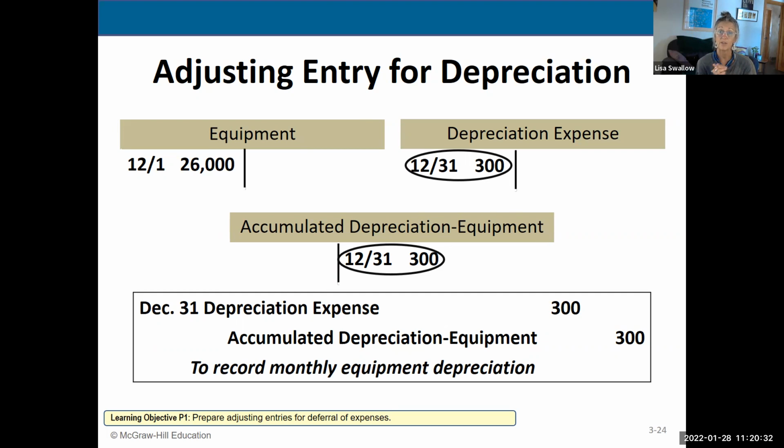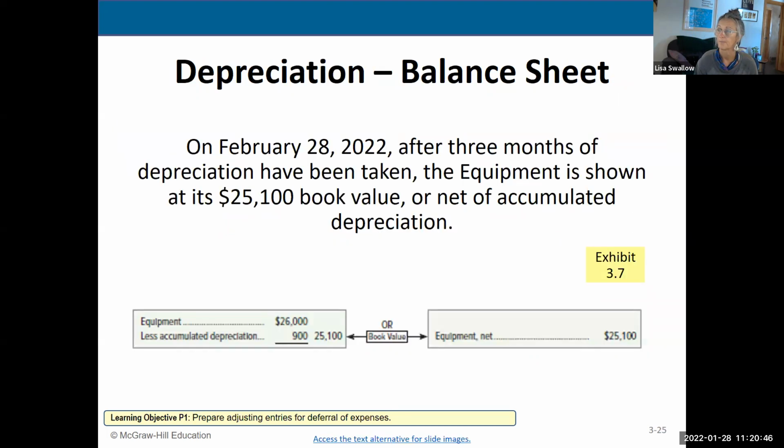And I do that every month for the 5 years that I think the equipment's going to last me. And at the end of its useful life, the amount that will be left is what I think I'm going to be able to sell it for. Okay, and here's what it's going to look like on my balance sheet. Equipment of 26,000, less accumulated depreciation. Again, that's your contra asset, equals something called book value. And again, remember, book value doesn't have anything to do with what it's worth or fair market value. Those are very different things.